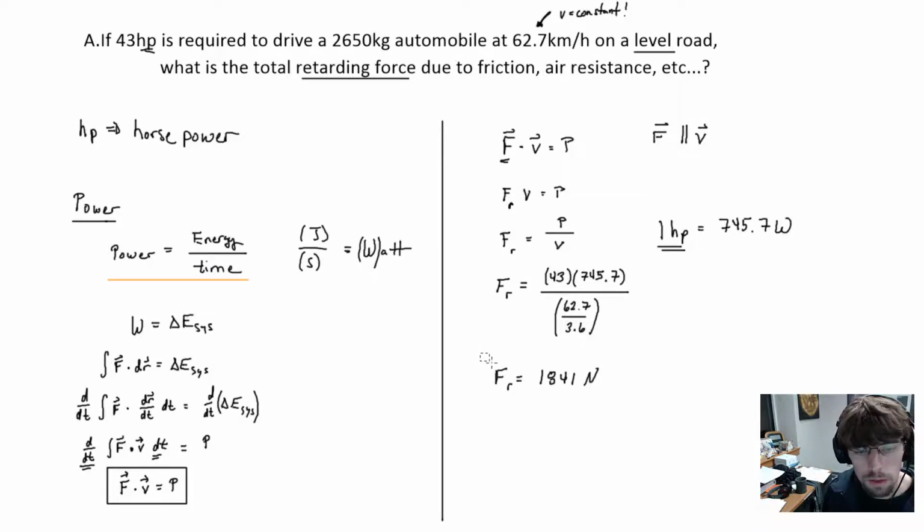Again, okay, well, here we go. For a car to drive, just coasting along the road, 43 horsepower, that means it's 1,841 newtons of force acting against it via friction, air resistance, etc., etc. Good?